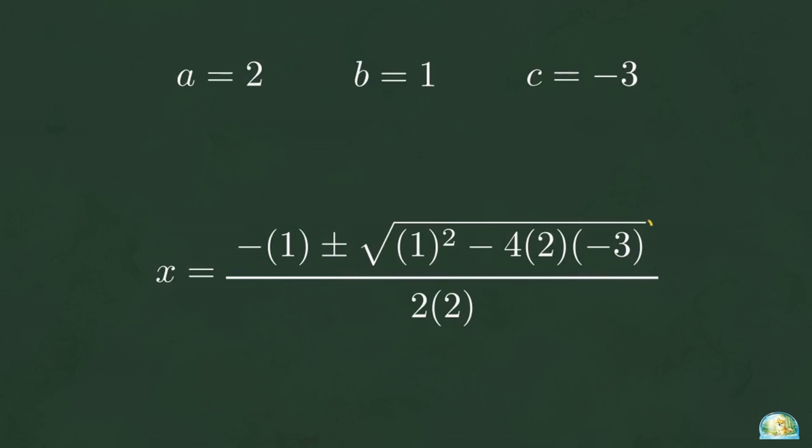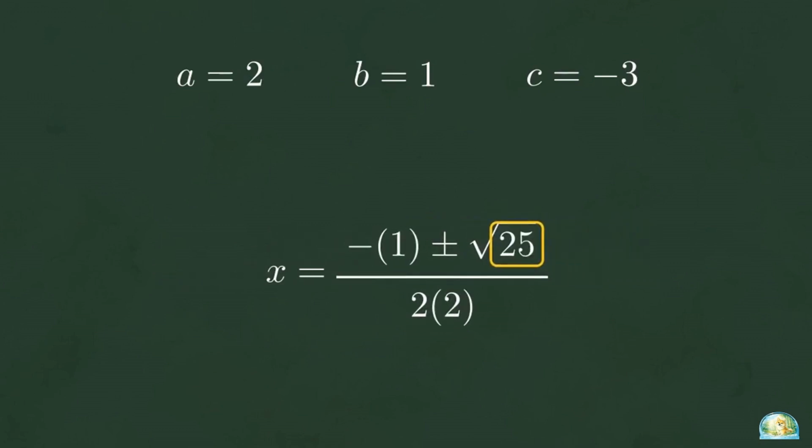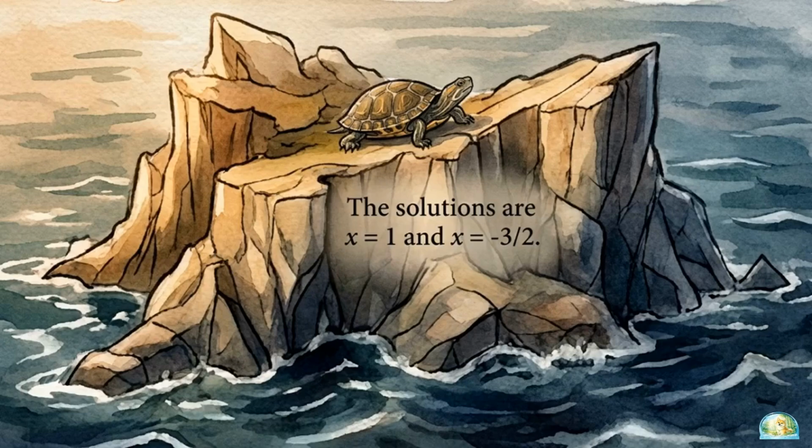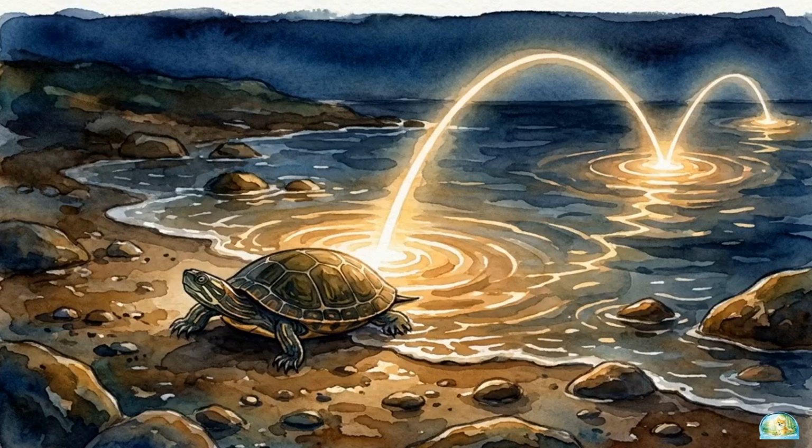formula. Simplifying the values beneath the square root and the denominator gives us negative 1 plus or minus 5 divided by 4. The formula provides a solution even for the most complex initial structures. The solutions are x equals 1 and x equals negative 3 halves. Tella reaches the final shore, where the arcs meet the land.